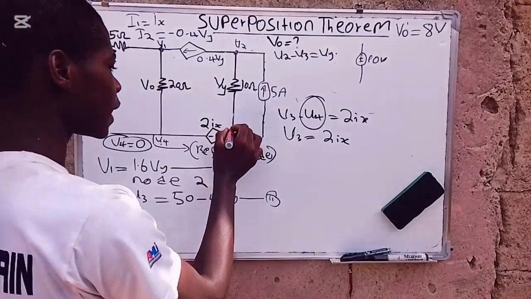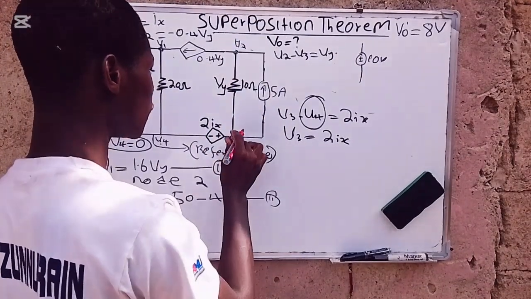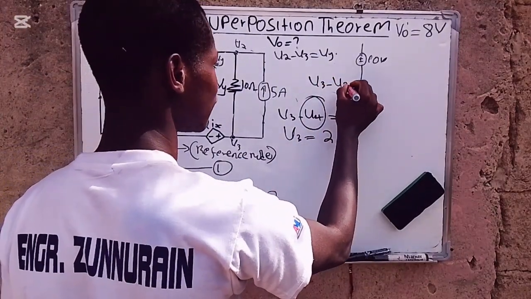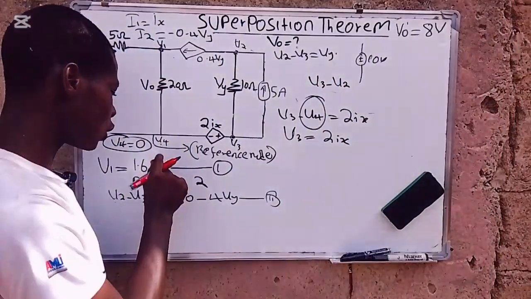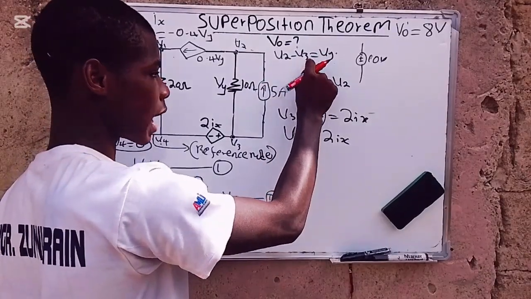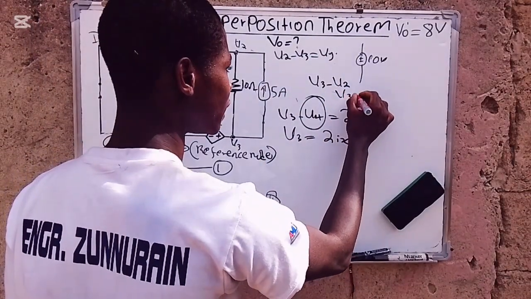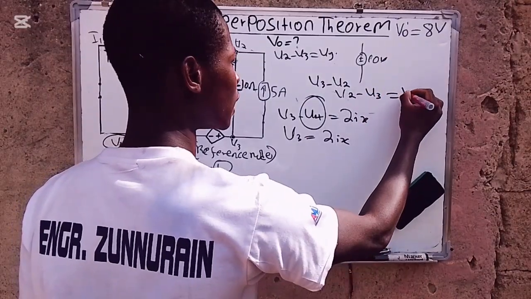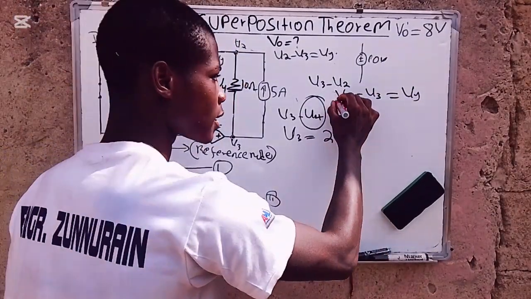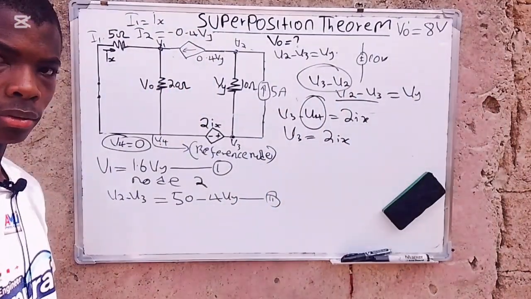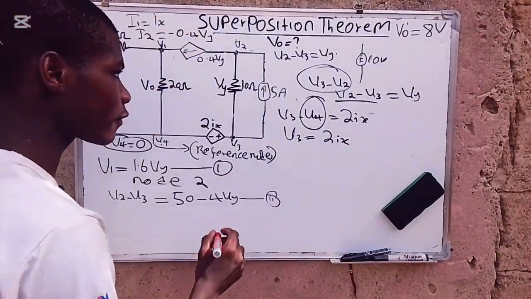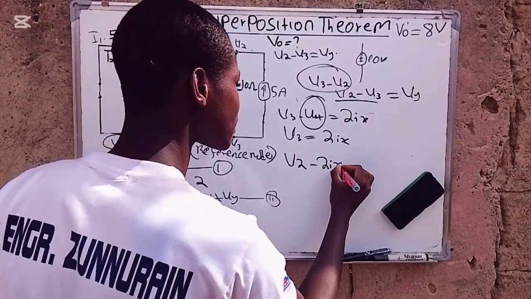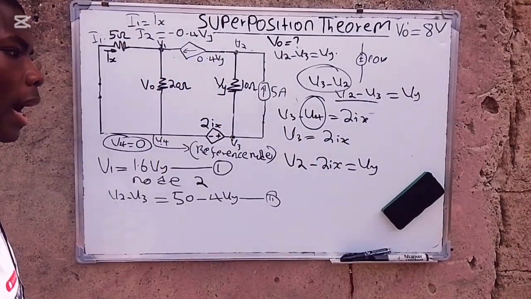Yes. So I have to take a look at this V2 and V3. But as usual, from node 2, I said V2 is the same thing as this. So therefore, I will say V2 minus V3 should now be equal to, it is the same thing as Vy. So I will use this instead of this. So the next thing to do is that I have a value of V2. But what is V3? It is negative 2ix. It is equal to Vy.